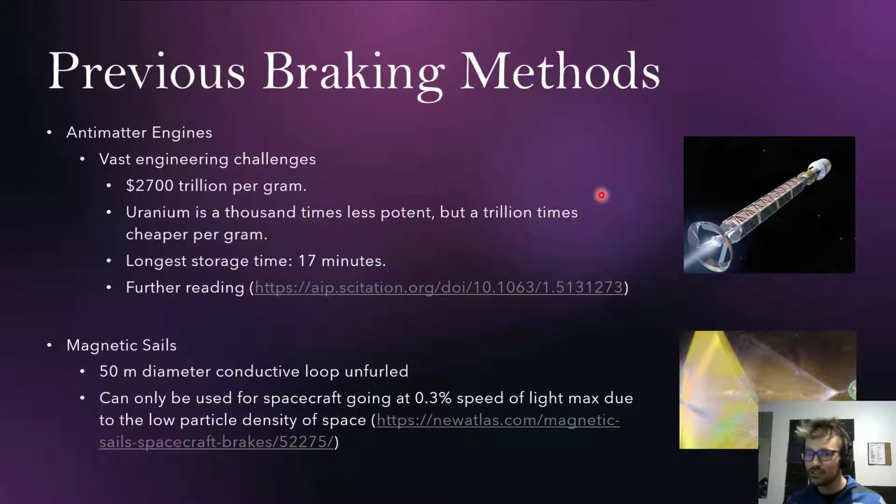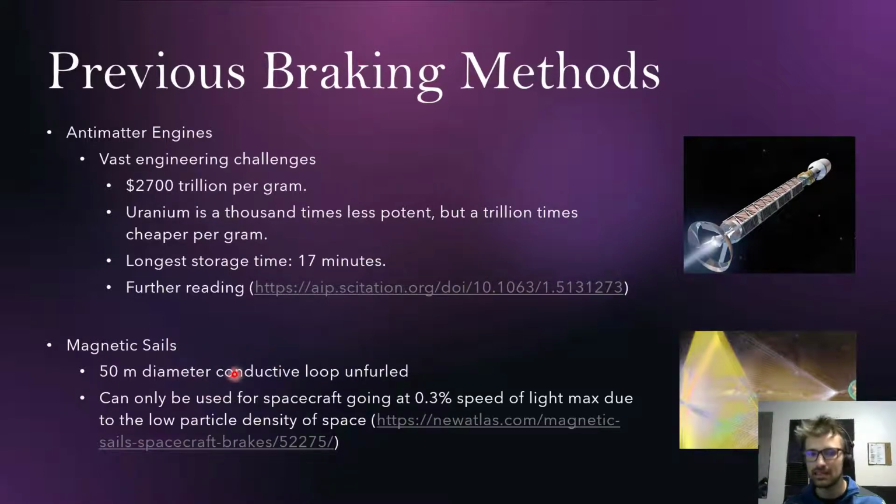So it is potentially a solution, but as we'll show here, I'm proposing that the solution in this paper will be a lot easier to do than reducing the cost and storage time of antimatter by factors of 1 trillion, or hundreds of trillion. We'll put it that way. So that's antimatter, one proposed method.